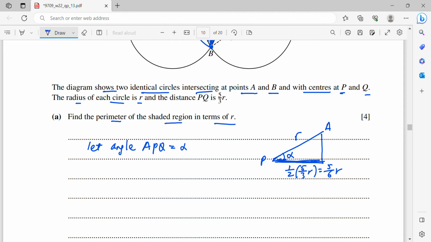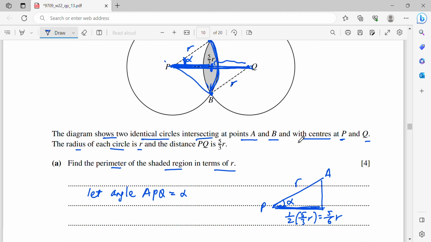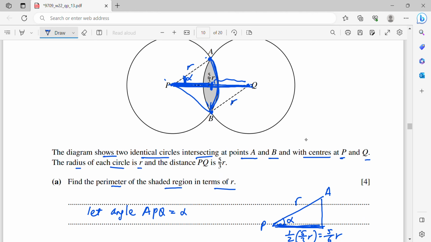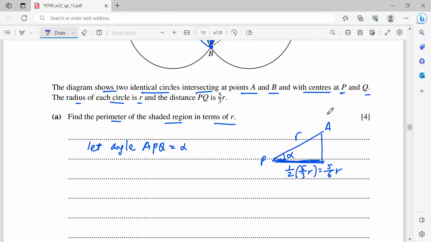Now we need to get the alpha value, because later we need to get the total of this angle, which is 2 alpha, in order to get the arc length of AB. So now when you look at this right angle triangle, we have the adjacent side with value 5 over 6r and the hypotenuse r. So adjacent and hypotenuse, that means it is cos.